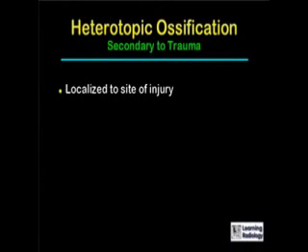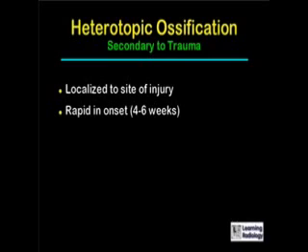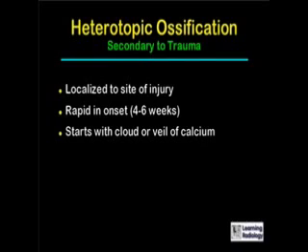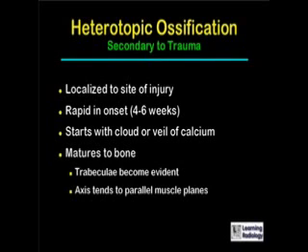Heterotopic ossification, or myositis ossificans secondary to trauma, is usually localized to the site of injury. It occurs rapidly within the first 4 to 6 weeks after injury. It starts with a cloud or veil of calcium, then matures to bone. The trabeculae become evident, and the axis for heterotopic ossification secondary to trauma almost always tends to be parallel to the muscle plane, that is, parallel to the long axis of the bone.